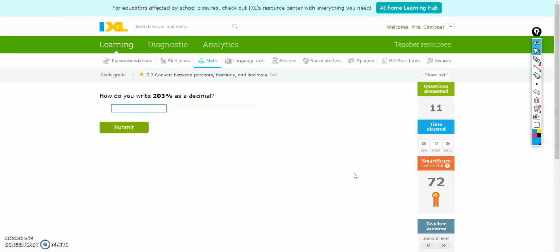Okay, here we have 203% as a decimal, so you're just going to move the decimal 2 places to the left. 1, 2. So we have 2 and 3 hundredths.